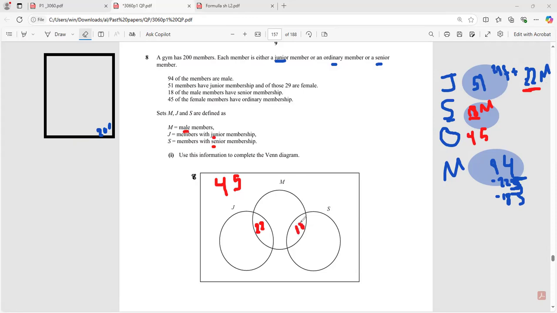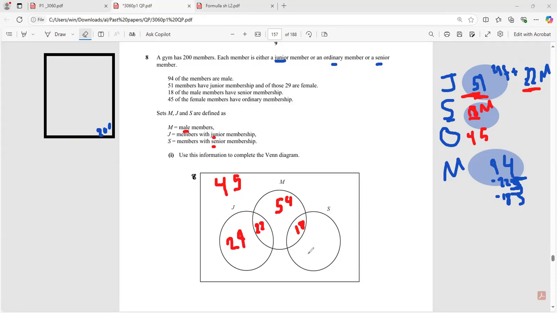If we subtract from the 94 the 40, this will give us 54 remainder, just male, not senior, not junior. Okay, and here what we have in the rest of the junior, which are total 51, then we're going to take the 29 females from them, the 29 females for the junior, not ordinary, okay, 29 females.